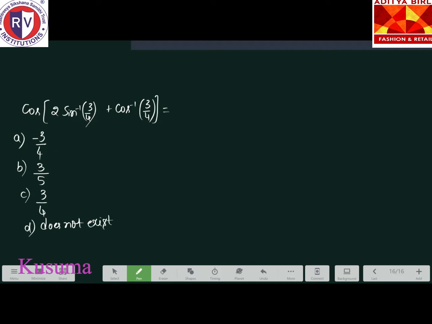Okay. So here we make use of the same formula, that is sin inverse x plus cos inverse x is equal to pi by 2. So what happens here?